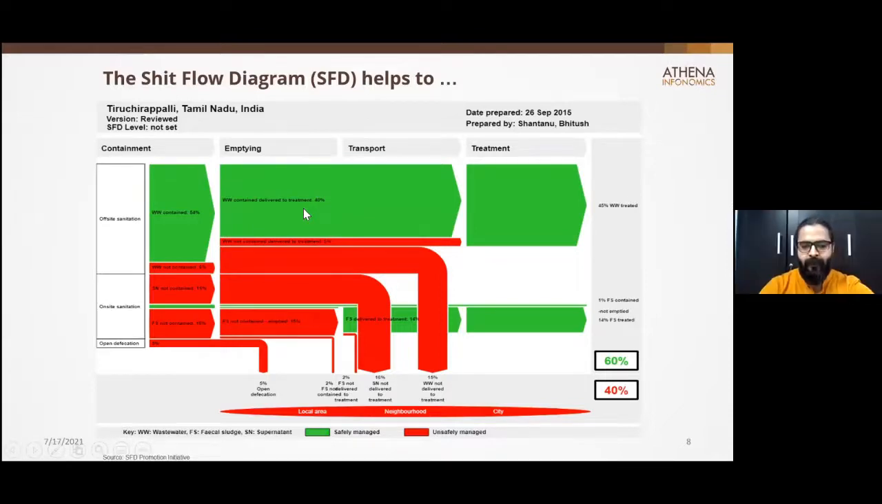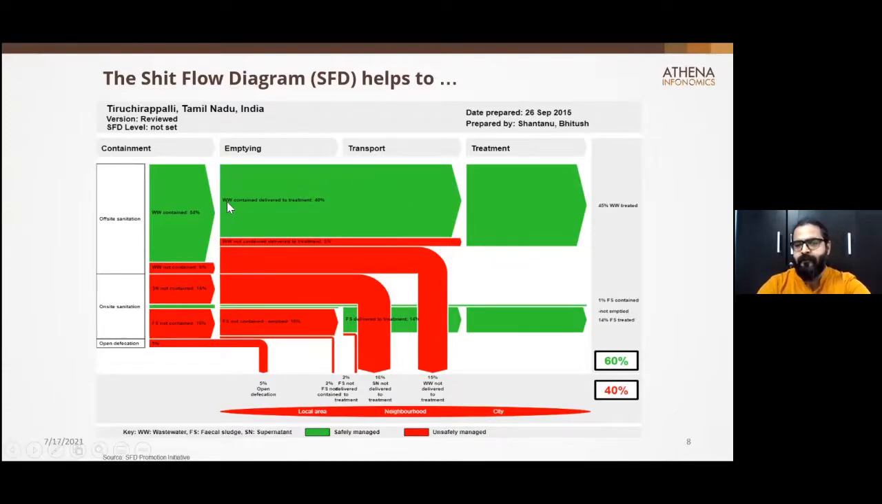Okay, so I'll answer both the questions that Maniji also shared. How do we really do this? And your question. I think we spent quite some time here, and in summary, to conclude the discussion on this slide: what you see, supernatant not contained, you can see the arrow goes red, goes down. In Tiruchirappalli, treatment was happening for fecal sludge, and that's how the arrow is green towards the right.